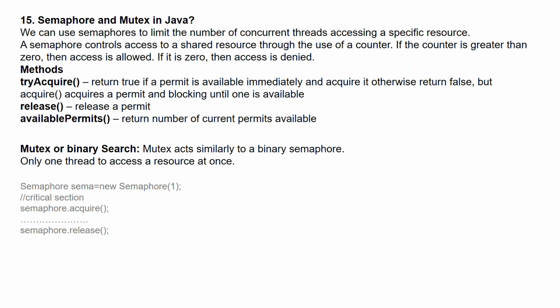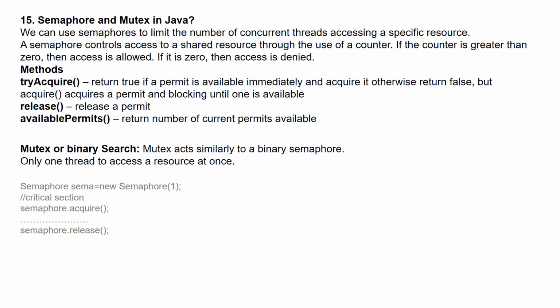Methods. tryAcquire returns true if a permit is available immediately and acquires it, otherwise returns false, but acquire requires a permit and blocks until one is available. Release releases a permit. availablePermits returns the number of current permits available.